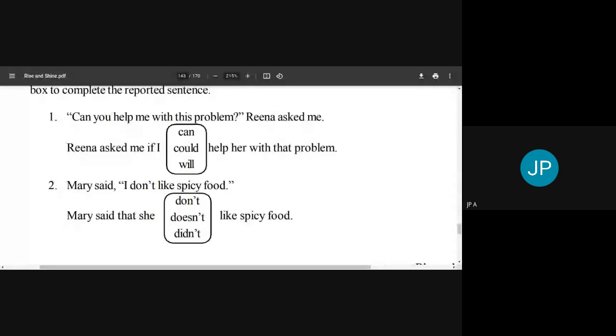Rina asked me, can you help me with this problem? That is the direct speech from Rina. When I change it into indirect speech, how can I change it? Rina asked me if I dash help her with that problem. What will it get transformed into? What will happen to can? Wonderful. Can will become could. Exactly.